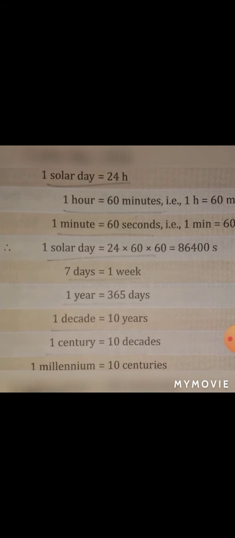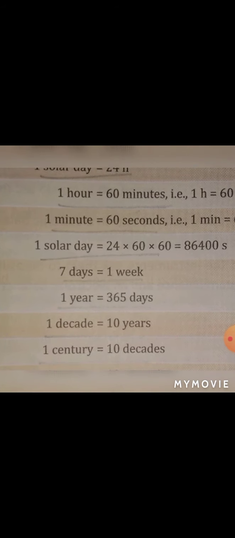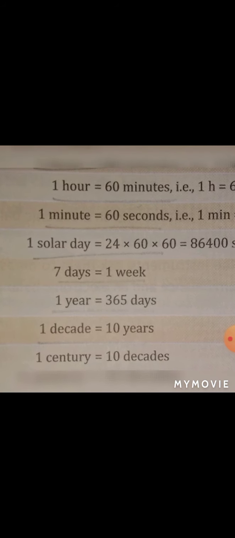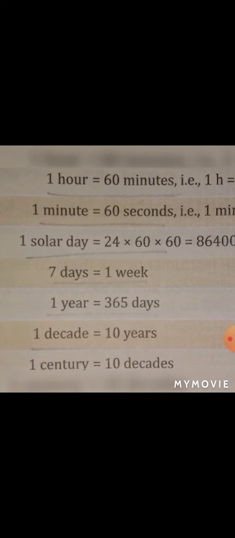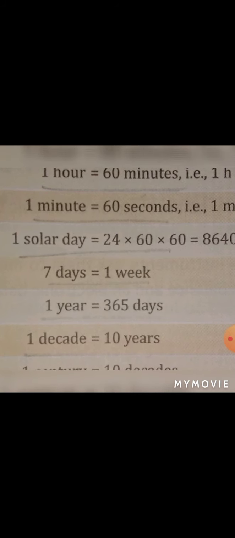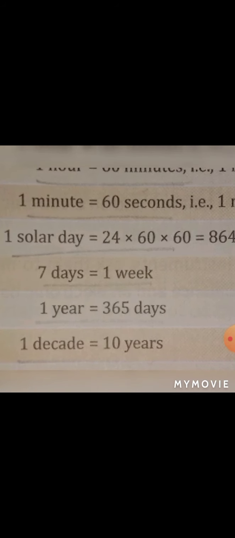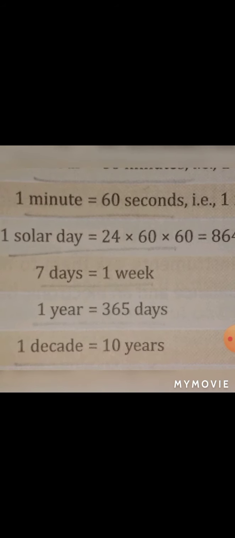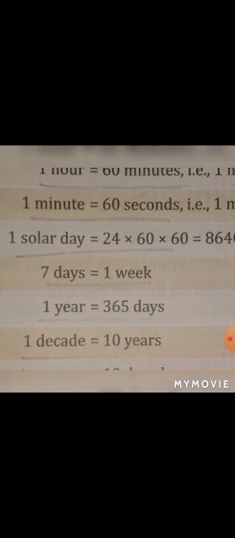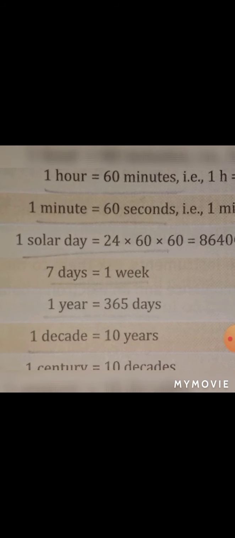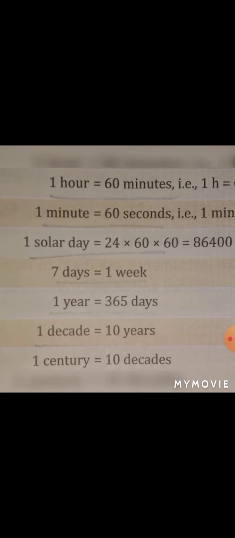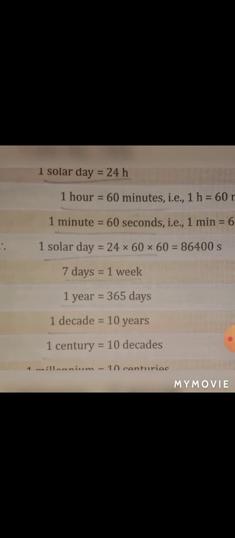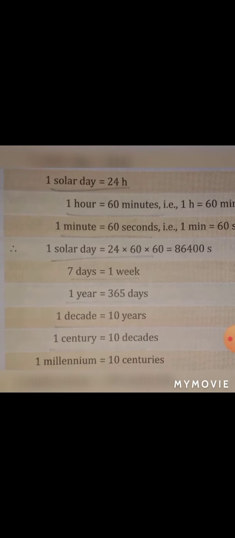So let's discuss the relationship between different units of time. 1 solar day is equal to 24 hours, 1 hour is equal to 60 minutes, 1 minute is equal to 60 seconds. 1 solar day, if converted into seconds, is equal to 24 hours into 60 minutes into 60 seconds, which is equal to 86,400 seconds. 7 days is equal to 1 week.